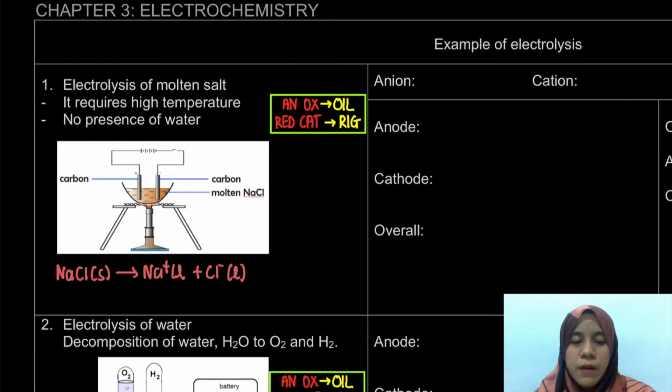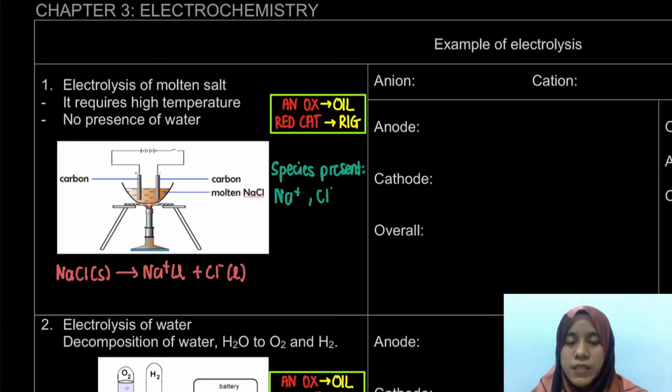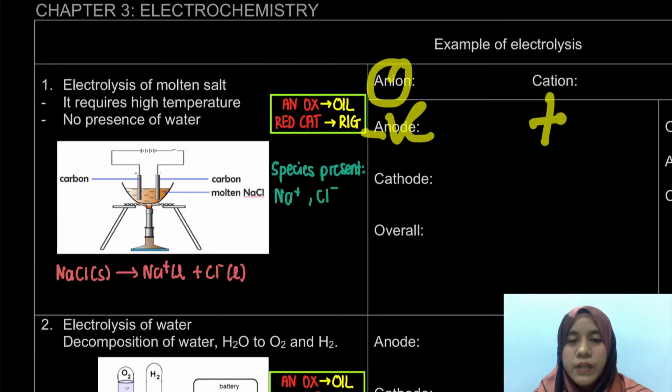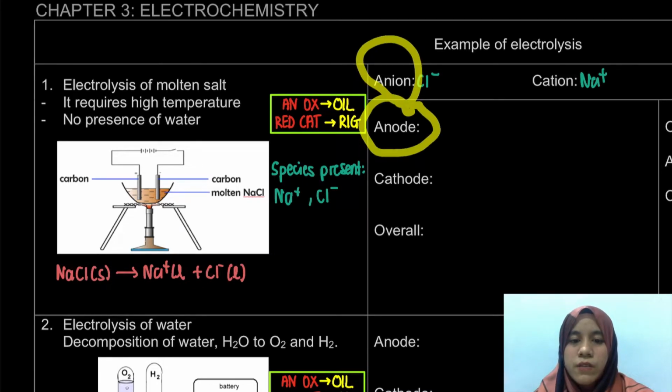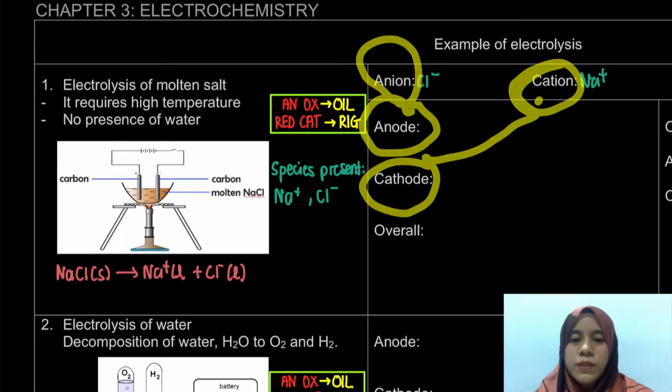So the species present in the case of electrolysis of molten salt are Na plus liquid and Cl minus liquid. Okay, so first I'm going to write down the anion and the cation itself. So anion is Cl minus, cation is Na plus. Okay, so in the case of anode, it will be the anion, and cathode will be the cation.